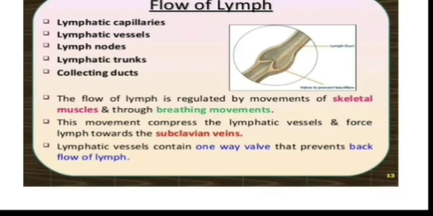The lymphatic vessel contains one-way valves that prevent the backflow of lymph. Only one way can the lymph move because of the one-way valve. That's why it prevents backflow.